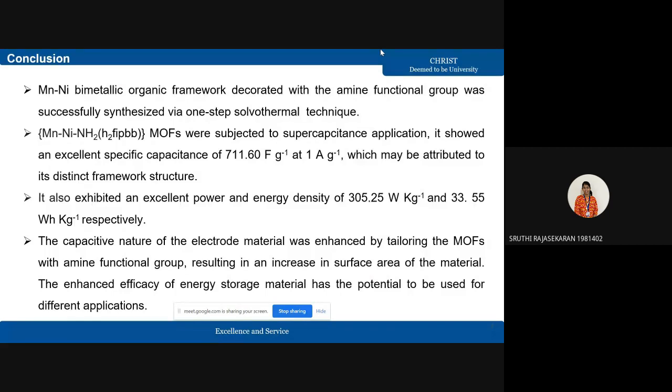It also exhibited a high energy and power density of 33.5 and 305.25, so this material can also be used for the fabrication of an asymmetric supercapacitor. The reason for using amine functionalization is that it helps in increasing the surface area of the material, which helped in making a high efficiency energy storage material. This material can even be used for different applications.